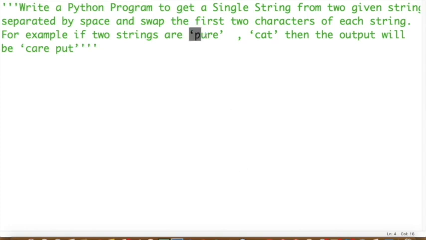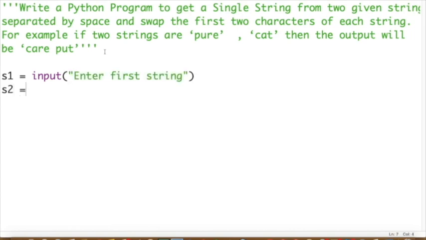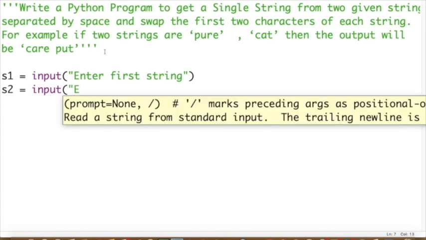Now let us find out how to write this code. We have pure, and the first two letters PU will replace CA, so CA will be replaced with PU, right? And we have the output. Whatever the replaced strings are, they will be concatenated with a single space and printed. Now let us write the code. We have the first string as input, enter the first string. Then we have the second string, S2 is equal to input, enter the second string.